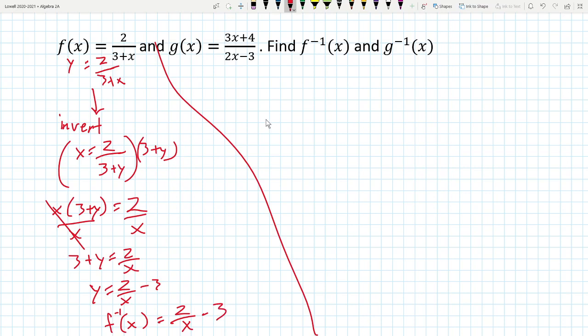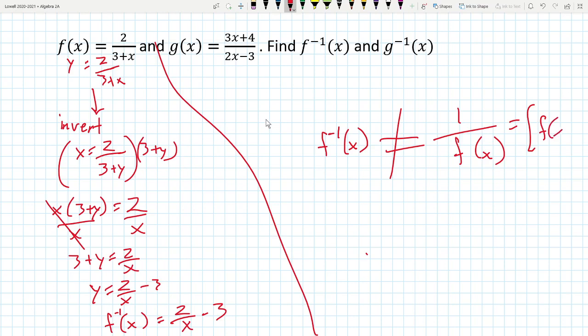Again, we should just take note here. Remember that when I have this little -1 on the f, it looks like an exponent. It's not an exponent. So remember that this is not 1 over f of x. That's not what that is. If I wanted to say this, I would write it like so, to make it super clear: you take f of x and, in parentheses, raise that to the -1 power. That's how I would imply that.